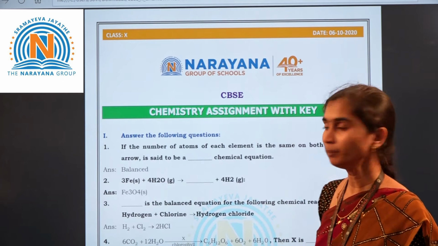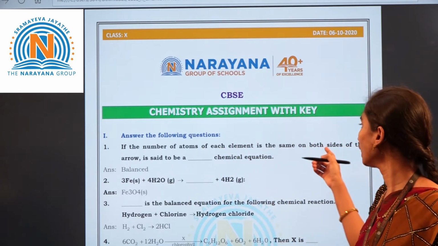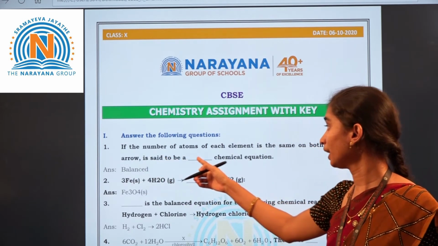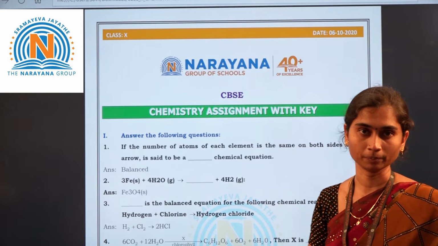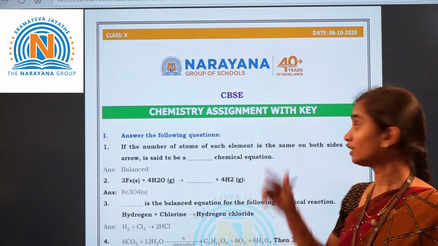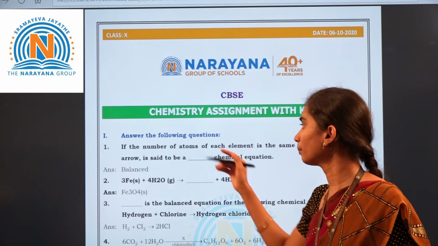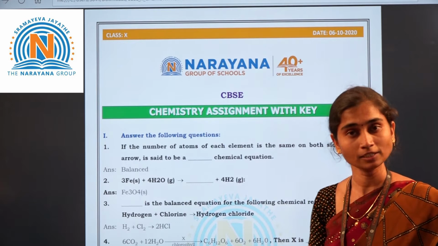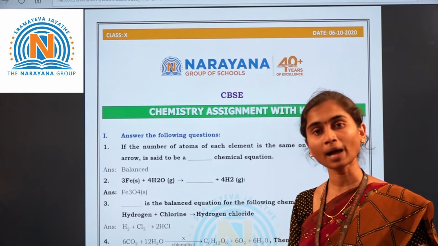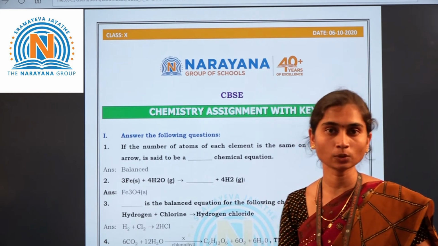So first question, if the number of atoms of each element is the same on both sides of the arrow, is said to be a dash chemical equation, right? So reactant side and product side, when the number of atoms of each element is the same, that chemical equation we are calling a balanced chemical equation. Okay, so let us go for the next question.